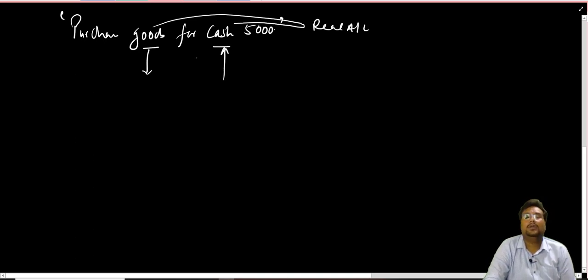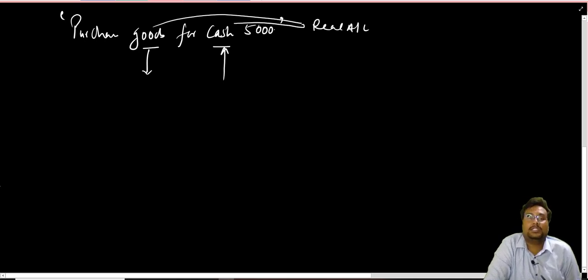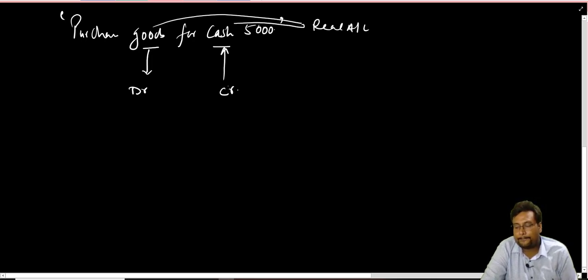You have to implement the rule of real account, and the rule of real account is very simple. Debit what comes in, credit what goes out. So what thing is coming? Goods is coming. So goods will be debit, and what thing is going out? Cash is going out. So cash will be credit. Okay, understand this?